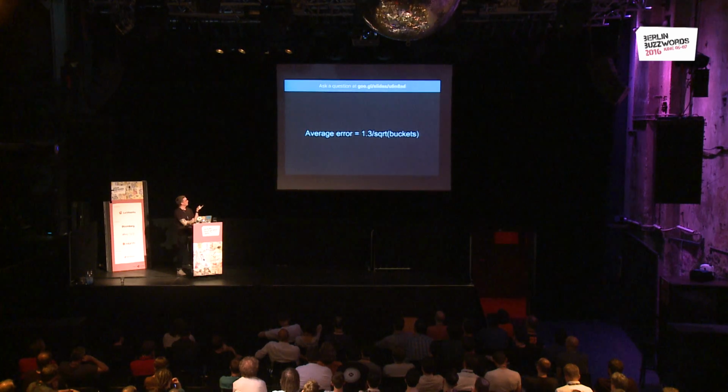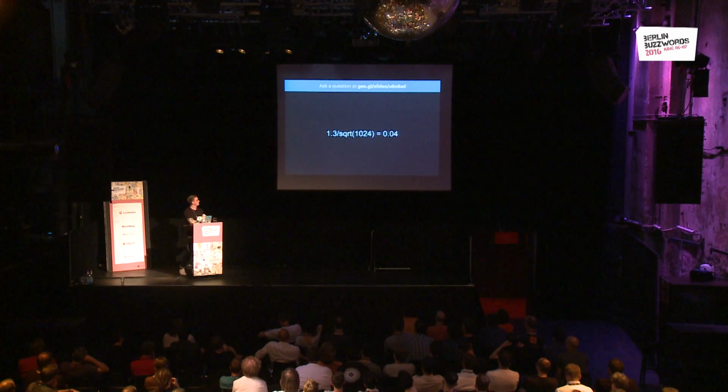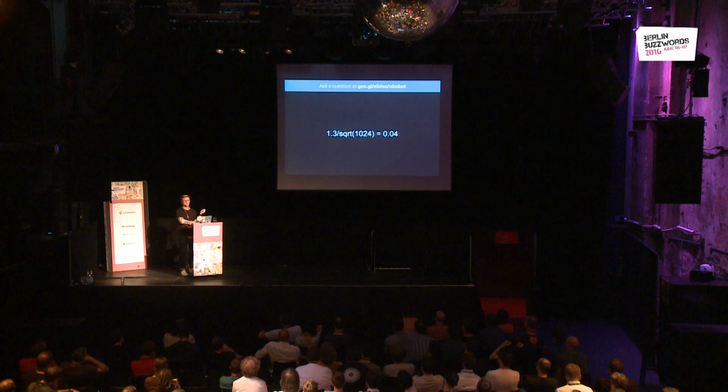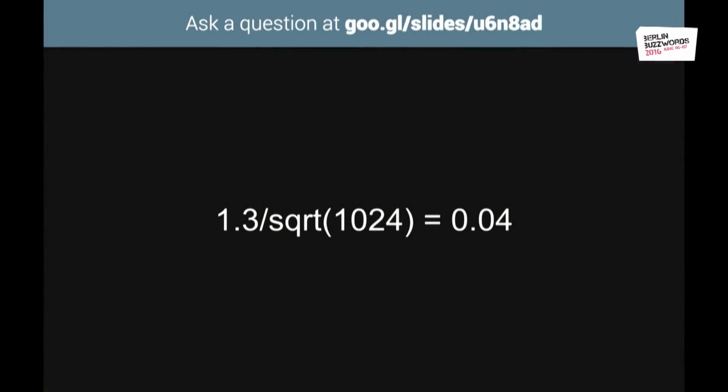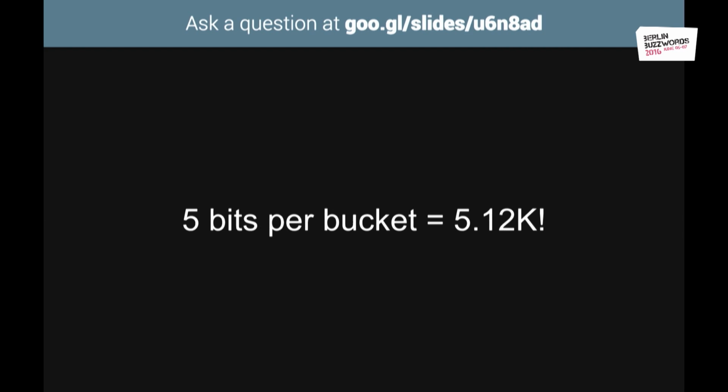But from all of this stuff, they show that they can get an average error in the cardinality estimate of 1.3 divided by the square root of the number of buckets. And they also say that with 1,024 buckets, you have enough counters to do estimates of billions of elements, which means that you get a 4% cardinality inaccuracy. But the nice thing is, with 1,024 buckets, you only need 5 bits per bucket in order to do this, which means that you can do hyperloglog in about 5K of memory, which is absolutely nothing.